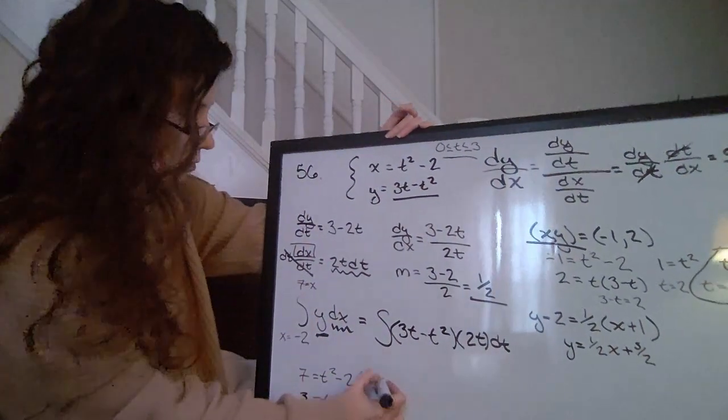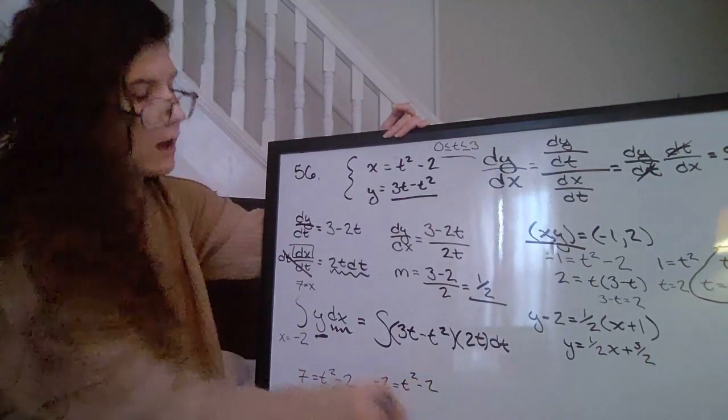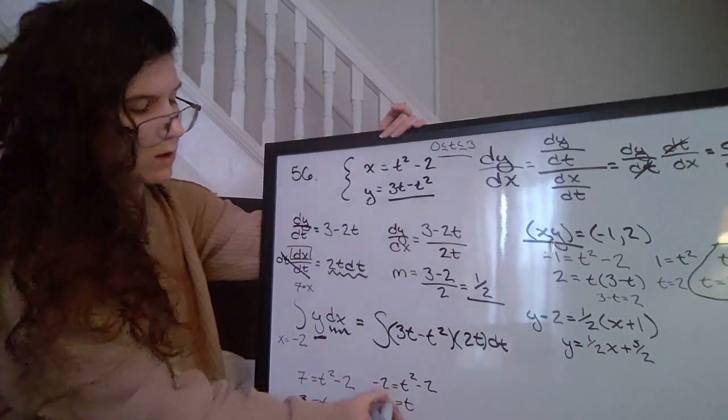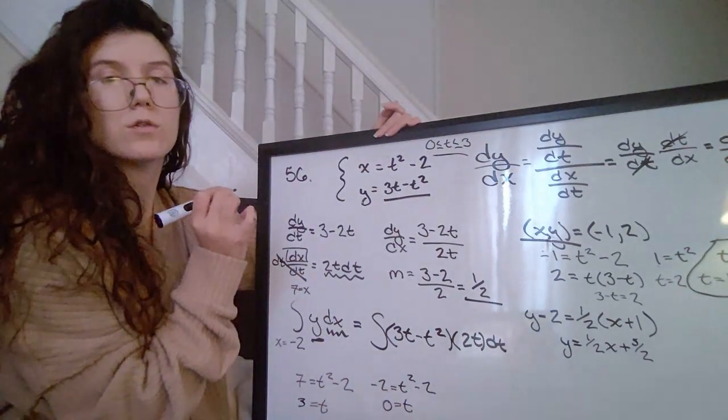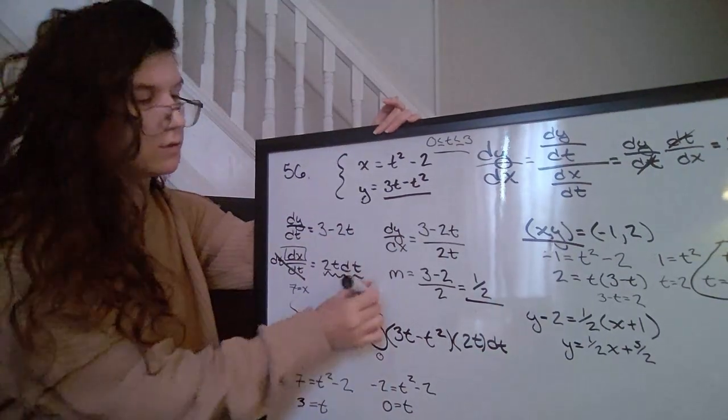Same thing for negative 2. I'll say negative 2 equals t squared minus 2. Add 2 to both sides. That would actually equal 0. Square root of 0 is just 0. So my bounds is actually going to be from 0 to 3.